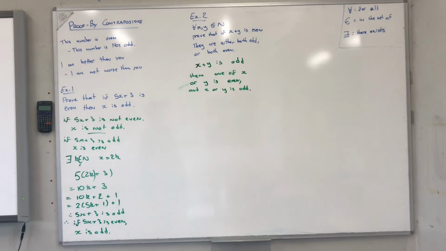Not the most elegant way of describing that, but essentially if x plus y is odd, then one of x or y is even, and the other is odd. So they must basically be different. Okay? So now we need to prove that. Does it matter whether I make x odd or make y odd? Not really, because it's going to have the same effect. So let's make x even, and let's make y odd.